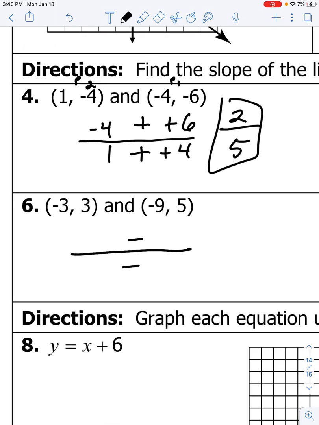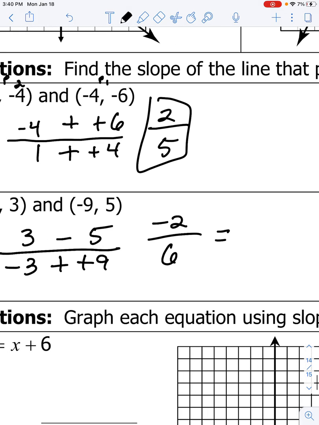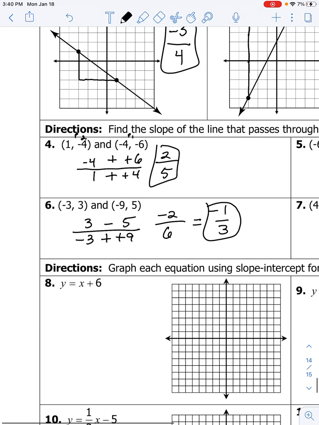Number 6. So right here, drop the y down, drop the y down, drop the x down, and drop the x down. So now you just do the math. 3 minus 5 is negative 2. And then that becomes a positive. Negative 3 plus 9 is 6. Make sure you reduce the fraction. This reduces to negative 1/3.